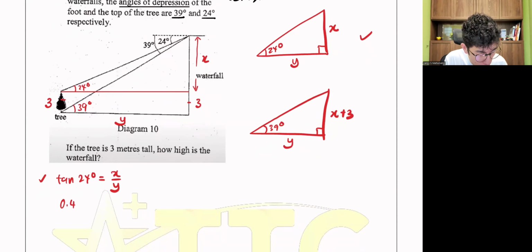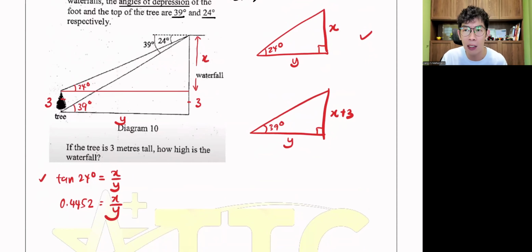So 0.4452 equals x over y. So that will be my first equation. But it depends on students. Some students say, teacher, why can't I make it x first or maybe y first? Up to you. Okay, let's say you want to make it x first. I leave it first, because I want to put that 1 there. But never mind, I'll just leave it. I will tell you why I don't want to do that in the next part.